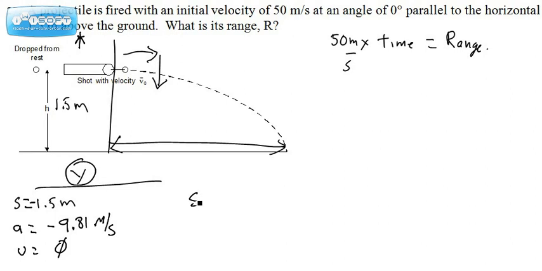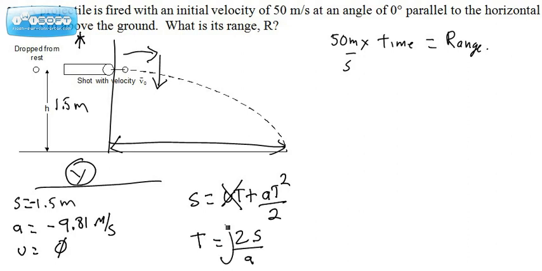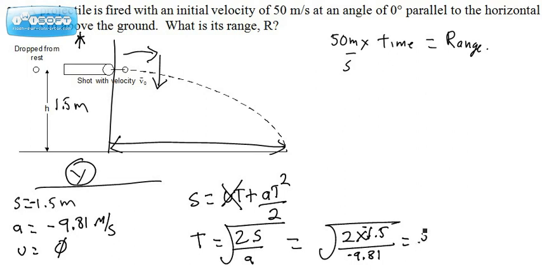Well, let's use our S equals ut plus at squared over 2. Well, u is 0. This term goes away. What are we left with? If we're solving for t, t is going to be the square root of 2s divided by a. So the square root of 2 times 1.5 divided by 9.81. Actually, this is negative and this is negative. Doesn't really matter because they cancel each other out. But I'm getting 0.55 seconds.